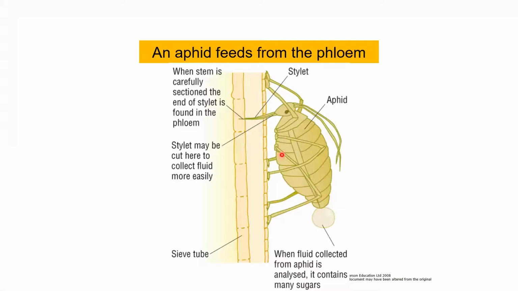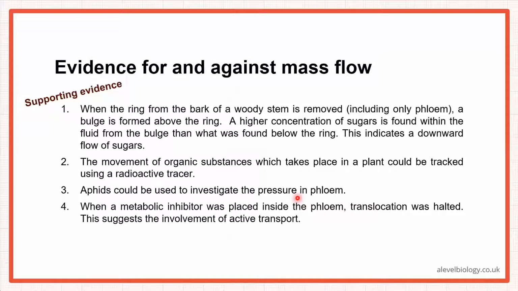So what do aphids do? Okay, they're feeding on the phloem. So if we see the fluid that is collected from the aphid and you analyze that, it contains many sugars. Okay, so this is also just to see how phloem is actually involved in translocation. Right, so it is collecting the fluid from the phloem. And if you analyze this fluid, because see, you can see this is a sieve tube. Right, so this is one supporting evidence.